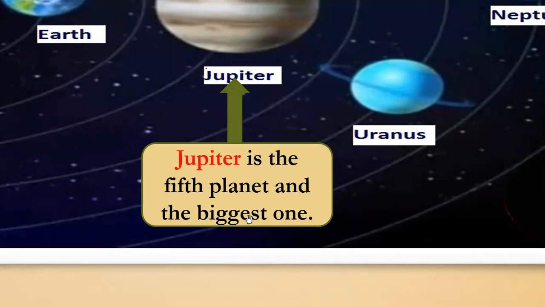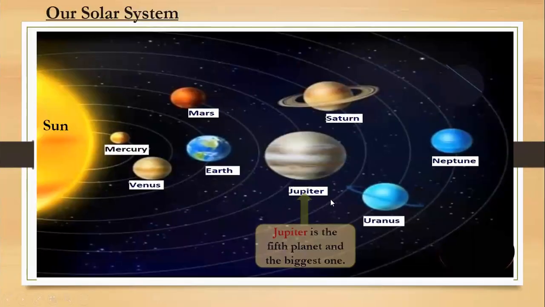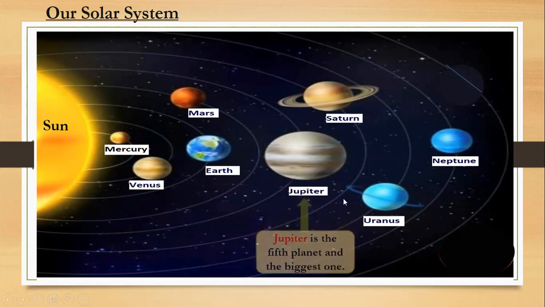The biggest one. لاحظوا درجة التفضيل. We will study superlative and comparative. The biggest one يعني أكبر كوكب. So again, Jupiter is the fifth planet and the biggest one.